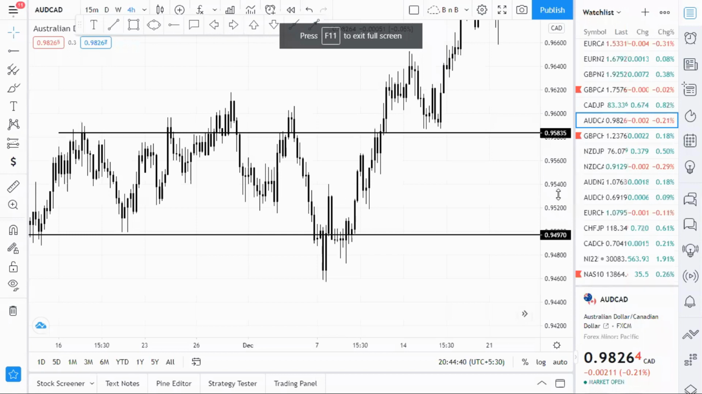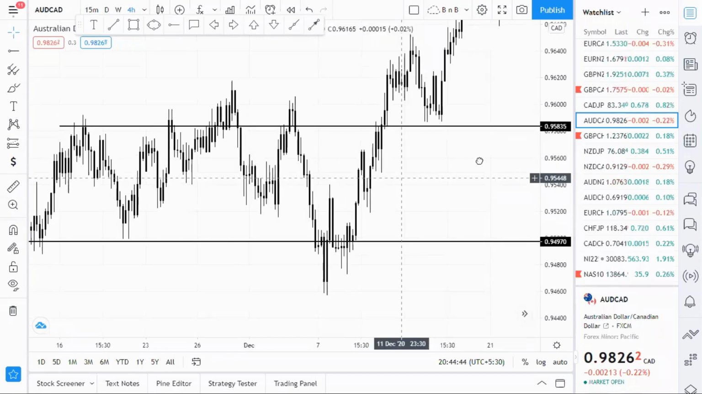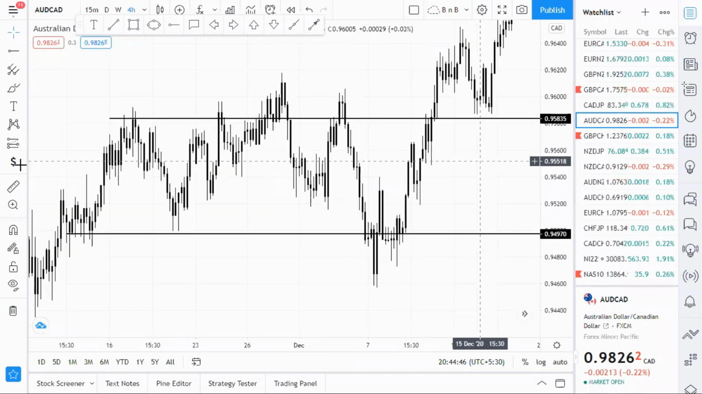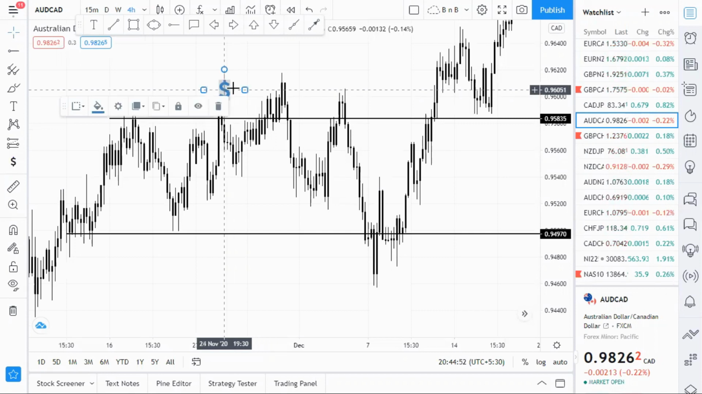So it's very, very critical and very vital information that you guys need to know, because you can clearly see here all these are areas of liquidity, which is another topic that we're going to touch some other time.